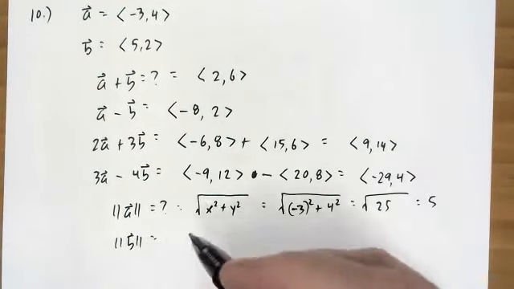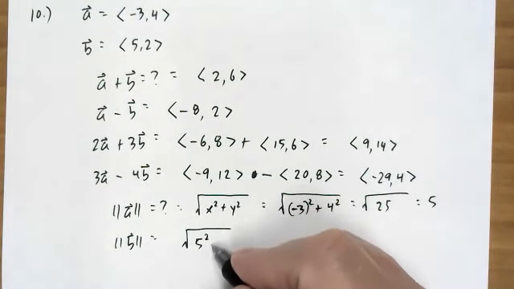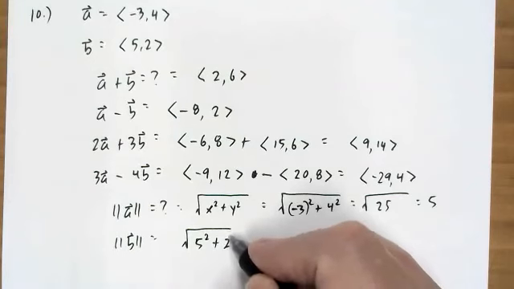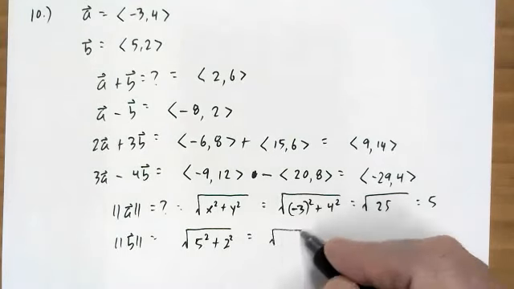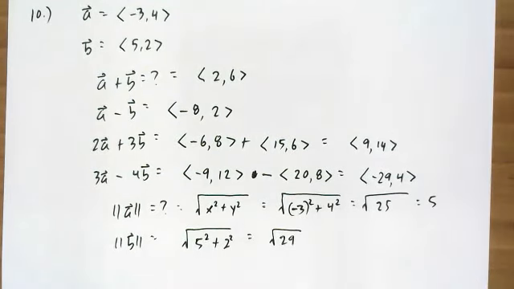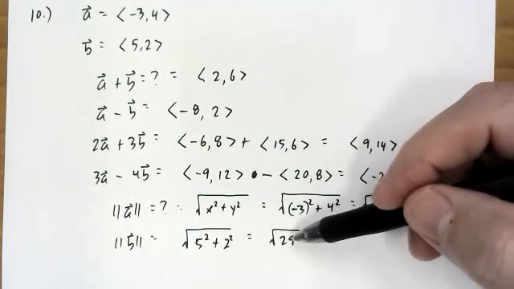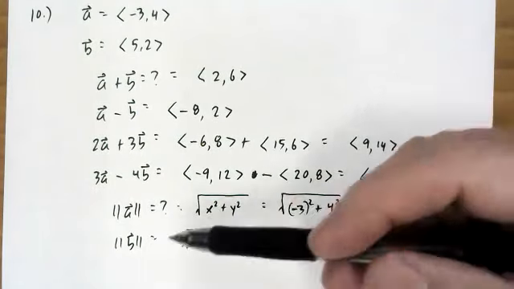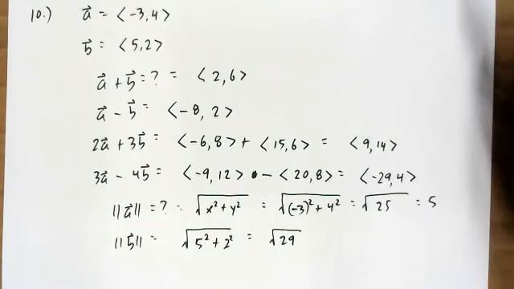For vector B, the x part squared is 5 squared, plus the y part squared, 2 squared. 25 plus 4. I'll just leave this as an exact answer. This does not simplify, so the magnitude of vector B is square root of 29. All right.